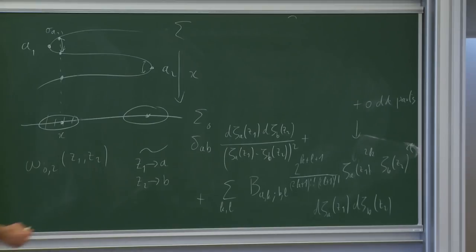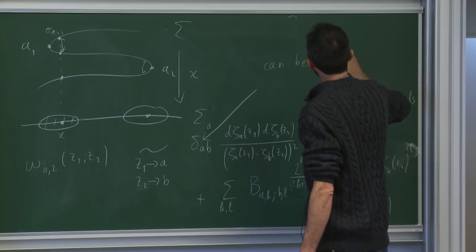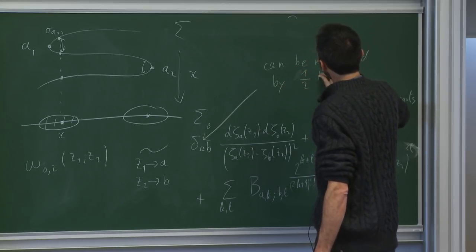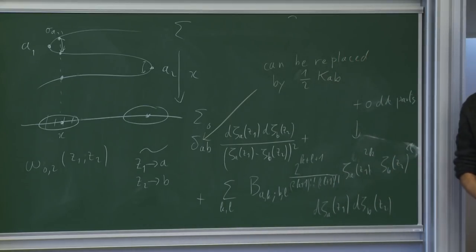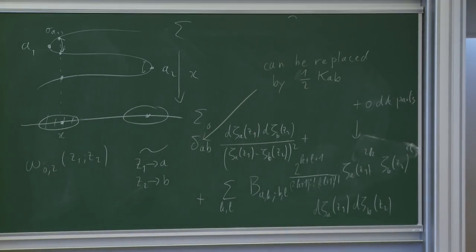Well, just a remark here: you could replace this delta AB by, let me write it, 1/2 of KAB. And in fact, it's interesting to take a Cartan matrix here. This is a nice generalization. It's when you put a Cartan matrix instead of delta AB. But in this case, you have to identify different local coordinates. And it's useful, for instance, for Hitchin systems. So, in this case, you have two different local coordinates, and they are identified by this matrix. Yes. Okay. But I will stay with delta AB. But you could generalize by putting a Cartan matrix.